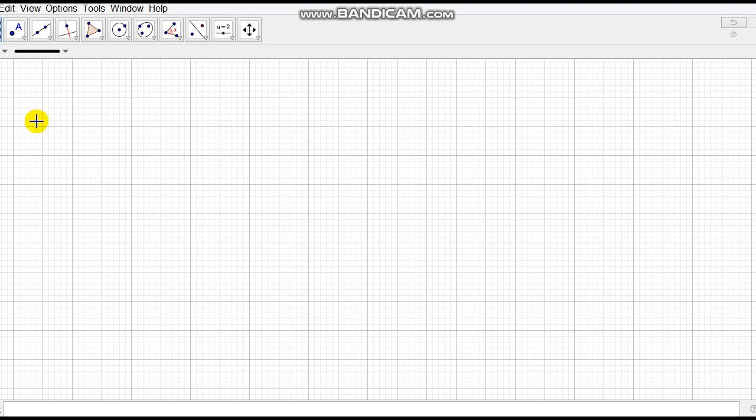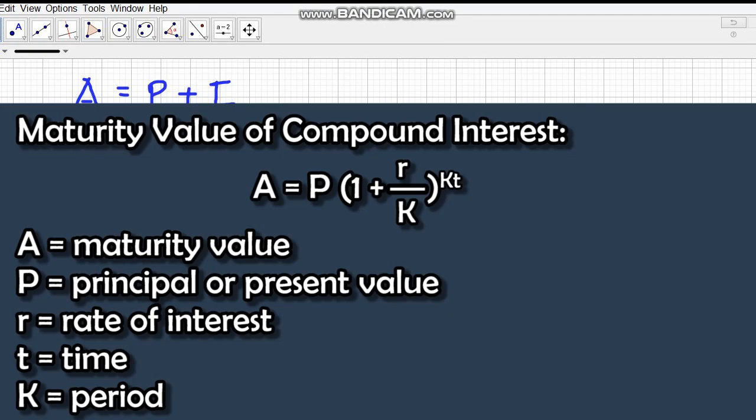Now, for the formula of the maturity value of a compound interest, we still use A equals P plus I. So that is principal plus interest. However, we have a different way of computing for the interest and the principal. So this would be A is equal to P times 1 plus R over K, raised to K times T.